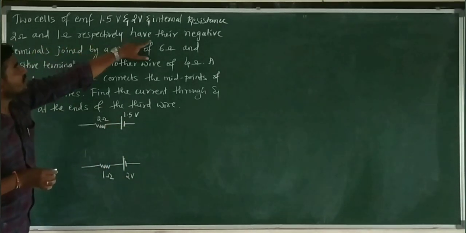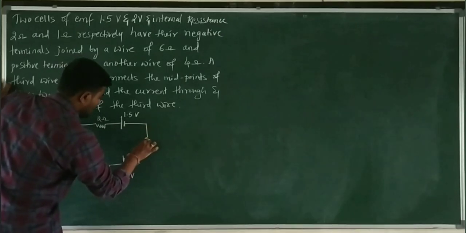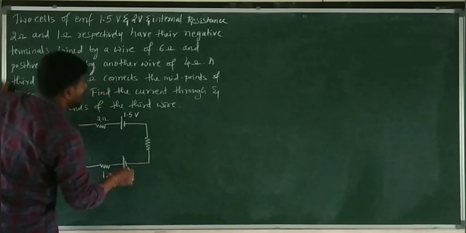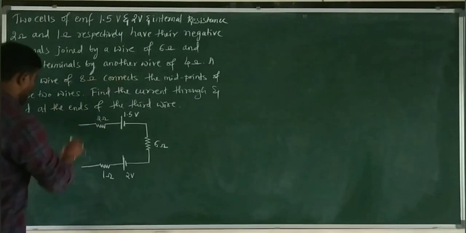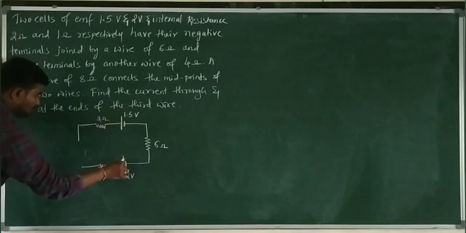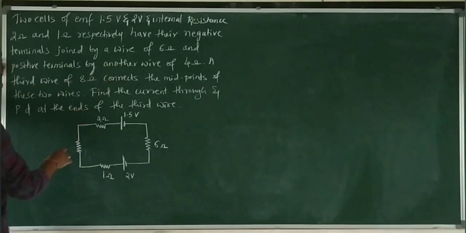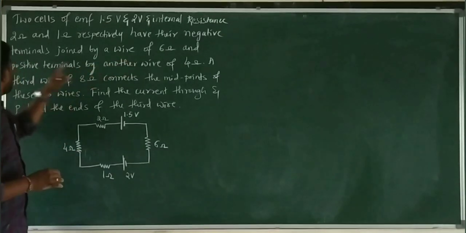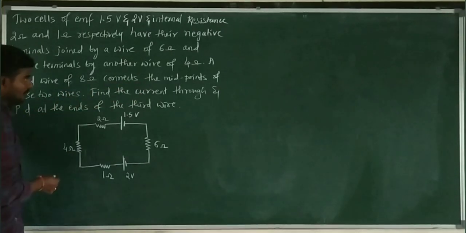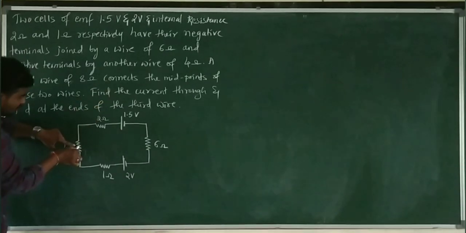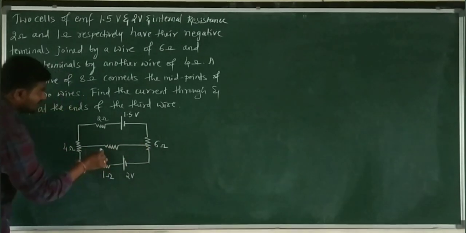Okay, respectively, have their negative terminals joined by a wire of 6 ohm. These two negative terminals are joined by a wire which is having a resistance of how much? It is 6 ohm. Okay, and positive terminals by another wire of 4 ohm. Both the positive terminals are connected with a wire having resistance how much? 4 ohm. This is 4 ohm. And a third wire of 8 ohm connects the midpoints of these two wires. It means a third wire connects the midpoints of these two wires, like this. And its value is how much? It is 8 ohm.